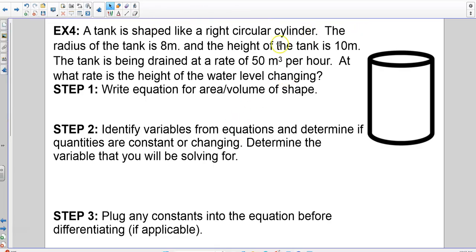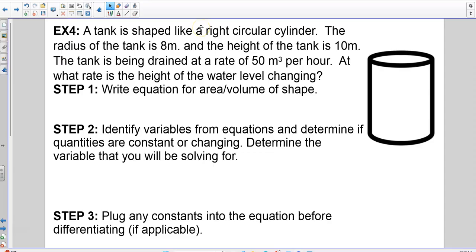So the radius of the tank is 8 meters and the height of the tank is 10 meters. The tank is being drained at a rate of 50 meters cubed per hour. At what rate is the height of the water level changing?